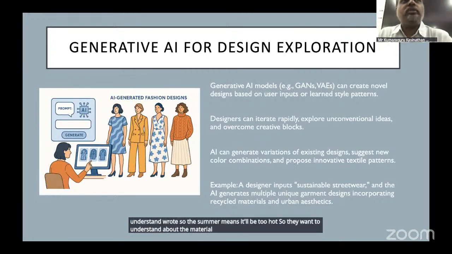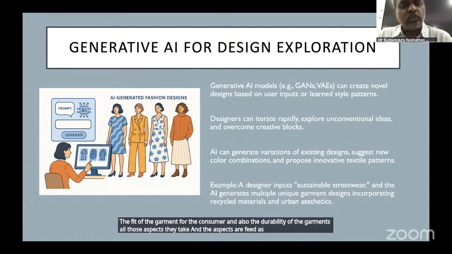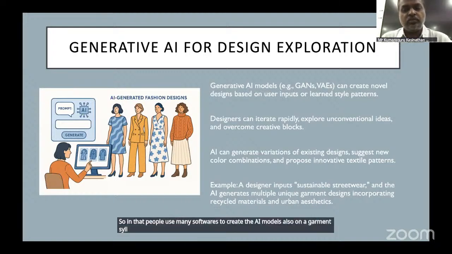They want to understand about the functionality, about the style of the garment, the fit of the garment for the consumer, and also the durability of the garments. All those aspects they take, and the aspects are fed as the main criteria to create the generation of the design. In that, people use many software to create AI models, and also AI garment silhouette sketches. These are something they use to create new cut silhouettes.